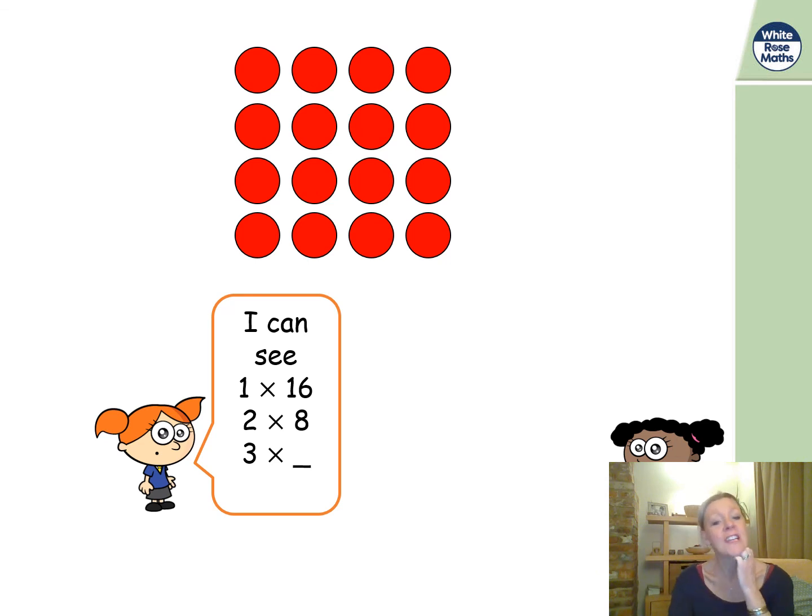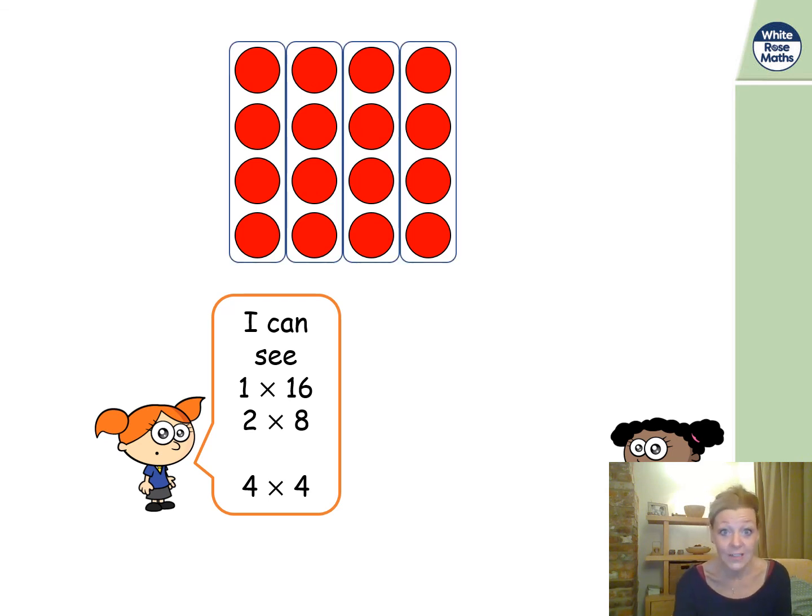She can also see 3 groups of, hang on a minute. Can she see 3 groups? Have a little look at the counters. Are there 3 equal groups? They're not, are there? We can't have 3 groups because they don't split up equally, which they need to do for our multiplication. So we can't have 3 groups, but we can see 4 groups of 4. Can you see 4 groups of 4?